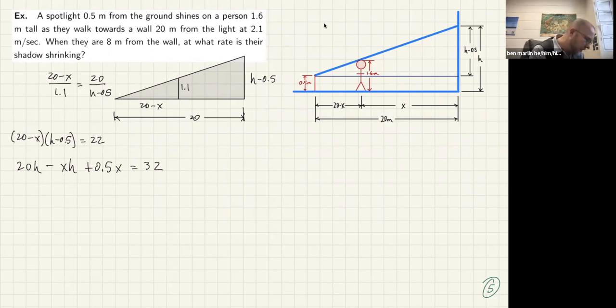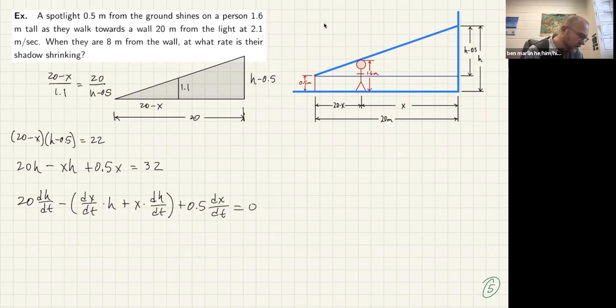So going down through here, we'll have 20 times dh dt. Keep in mind, dh dt is what we actually want to know. What rate is the shadow shrinking at? Minus, now the x times h, we're going to have to do a product rule and have dx dt times h plus x times dh dt. Okay, and then plus 0.5 dx dt, and that all is equal to 0.